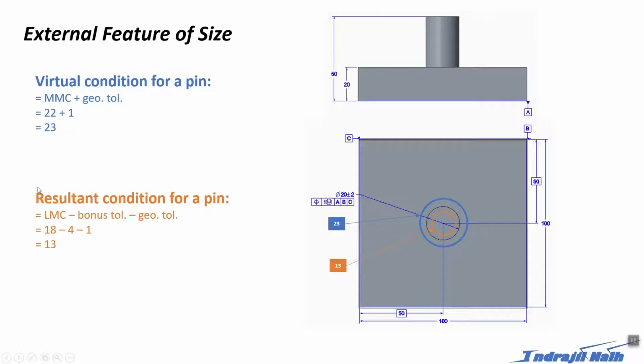Now the resultant condition for a pin. It will be the smallest pin, LMC, minus the bonus tolerance, minus the geometric tolerance. 18 minus 4. The bonus tolerance comes from the maximum limit minus the minimum limit, 22 minus 18, which gives 4. Then you subtract the geometric tolerance, 1, and you get 13. This is your resultant condition for a pin. A pin made properly as per the design will never cross this 13 value, it will never go inside this region.